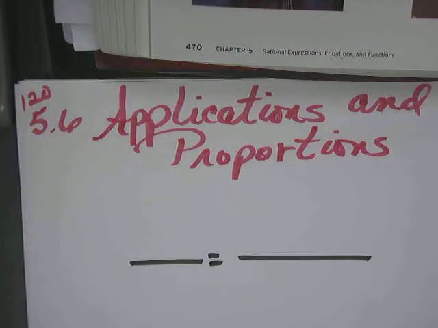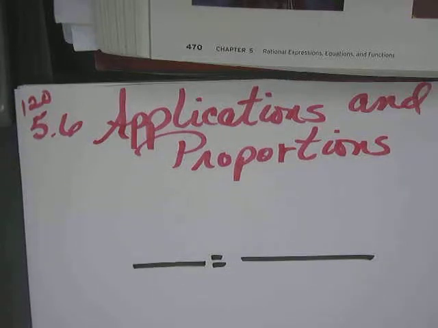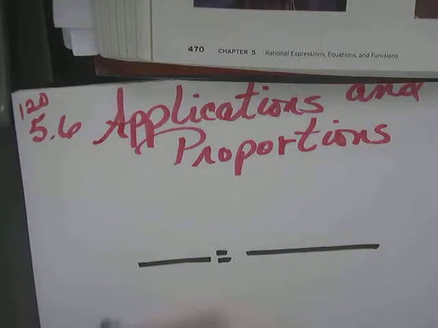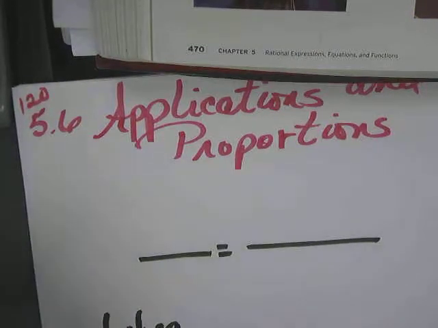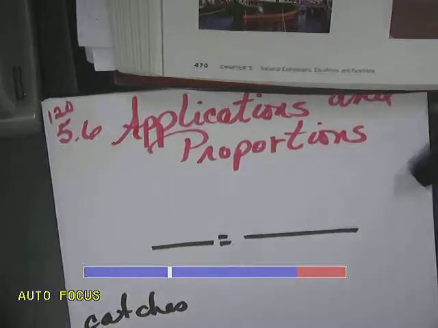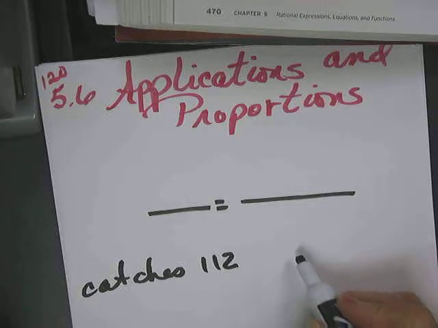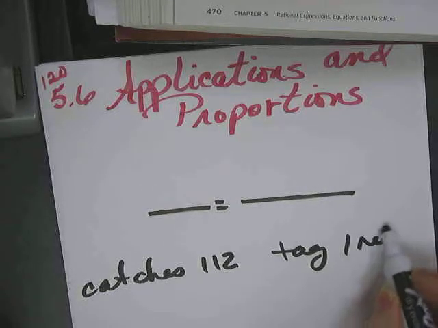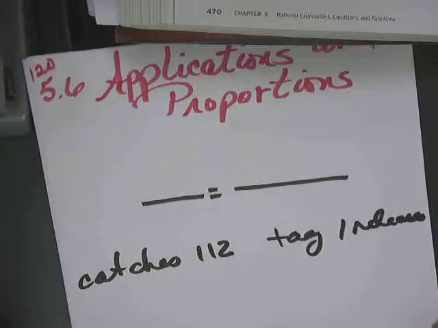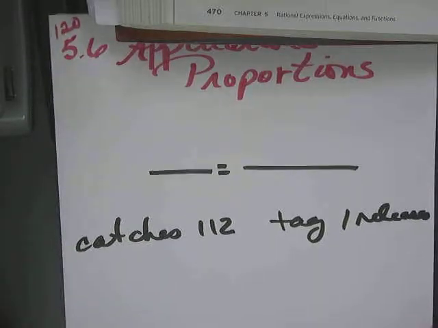Alrighty. Here's a word problem that says, this is actually how they do this too. To determine the number of trout in a lake, a conservationist catches, and I need to make this a little smaller so you can see what I'm writing. He catches 112 trout, tags them, and releases them. So in this big old lake, there's 112 trout that have tags on them, right? We don't know how many are in there, but they're trying to figure that out.